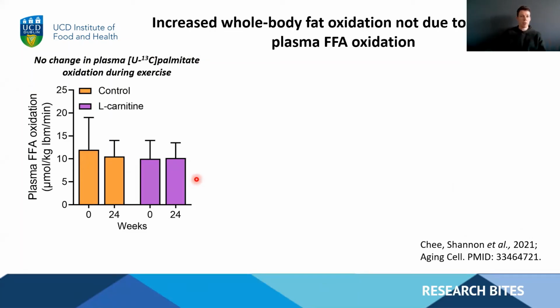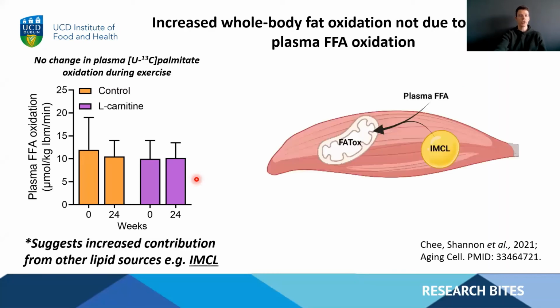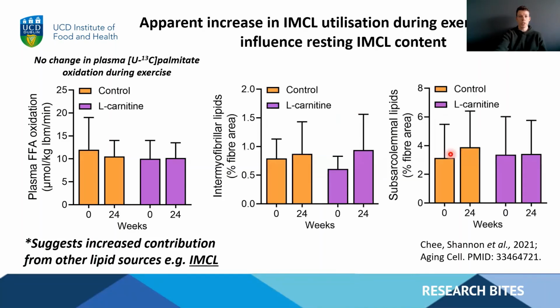So what we're seeing here is that whilst whole body fat oxidation during exercise was increased by carnitine feeding, this wasn't due to an increase in plasma palmitate oxidation. So this tells us that this fat oxidation must have come from other sources, namely from intracellular lipids. So although it's an indirect measure, it suggests that IMCL turnover during exercise was increased by carnitine feeding. So did this impact on IMCL content in the muscle over 24 weeks?